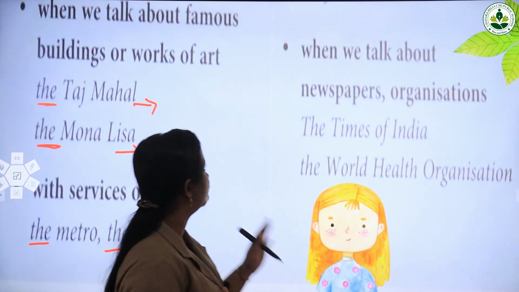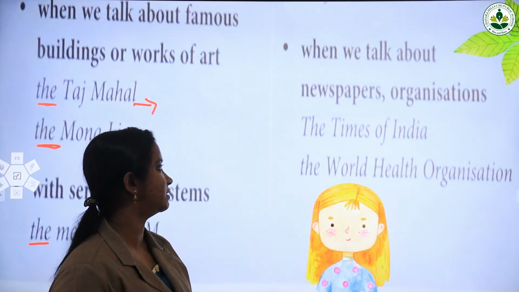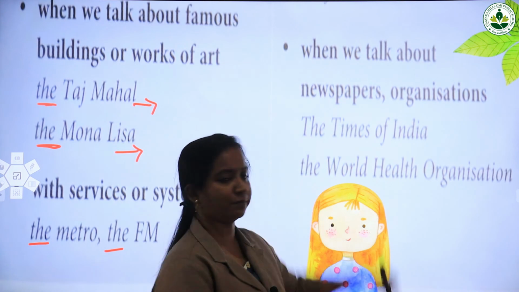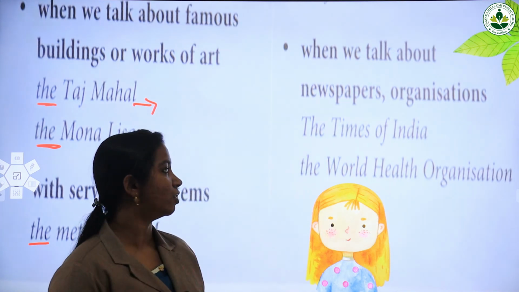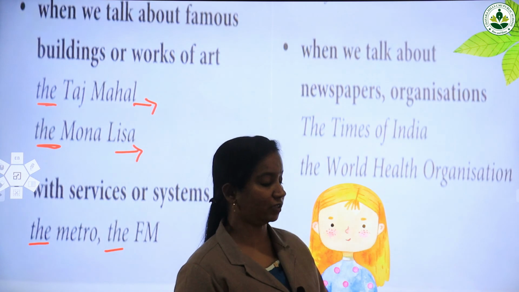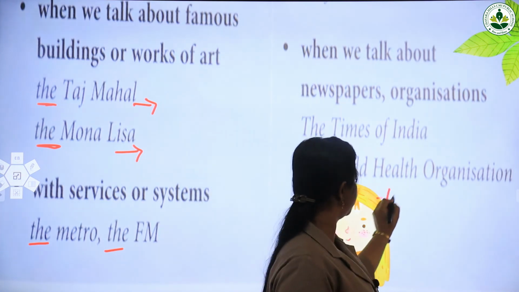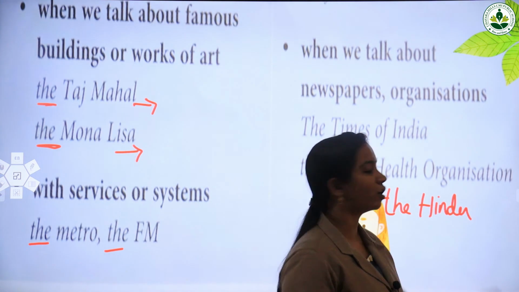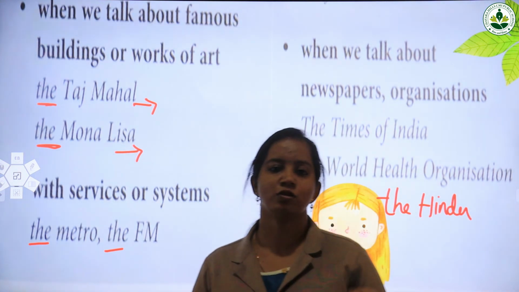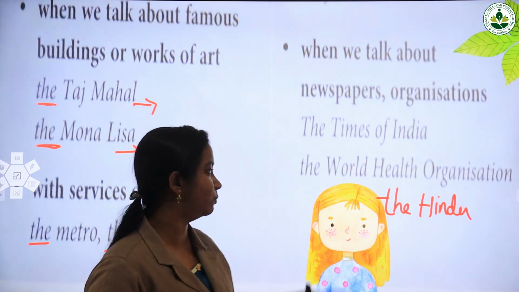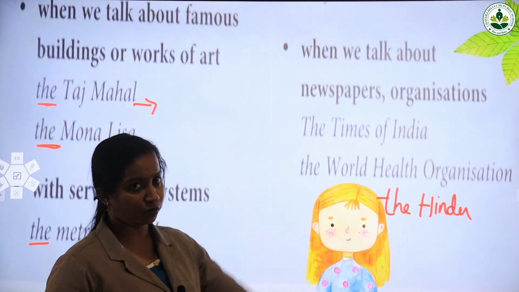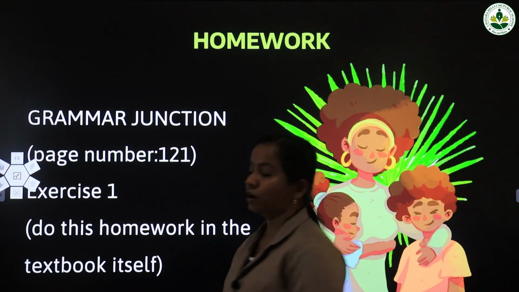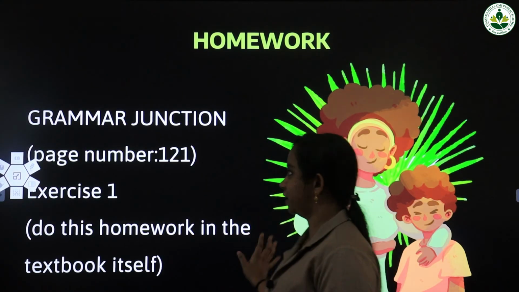Okay. Now when we talk about newspapers, organizations, we will be using the article "the". For example, the Times of India, the World Health Organization, that means WHO. Or for example, we have another newspaper called the Hindu, or the Malayala Manorama. So if we are talking about newspapers or organizations, we will be using the article "the" before them. Okay. So we are coming to an end of today's class.